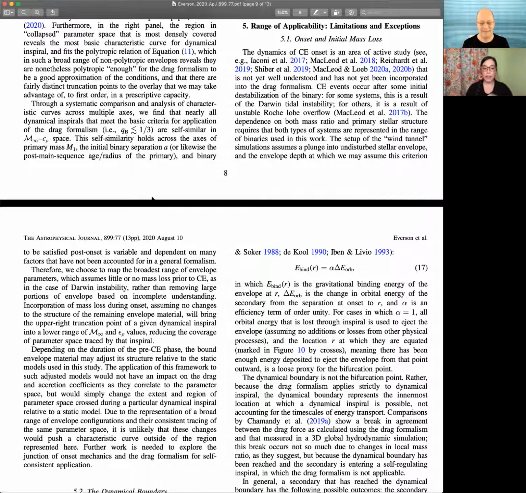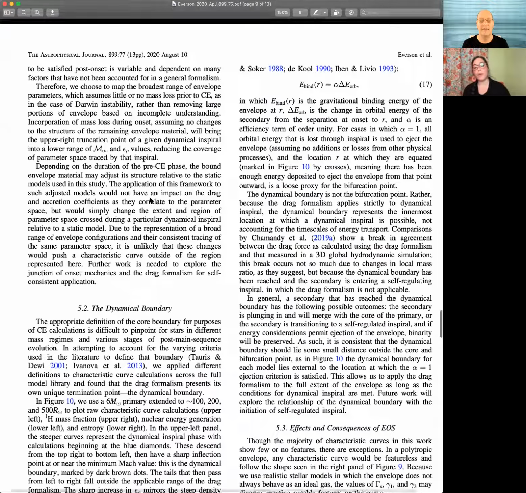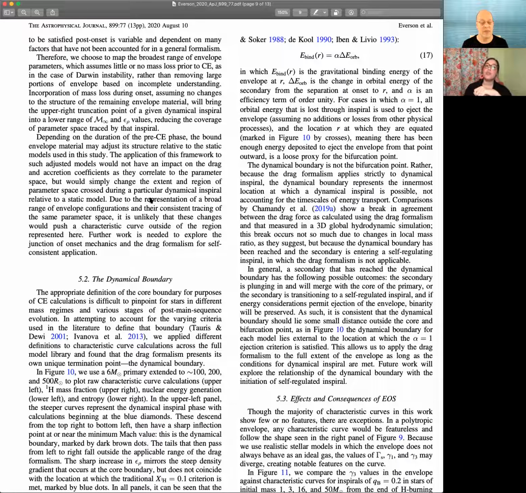So that seems fine. One of the other interesting things that came out of this was what we call the dynamical boundary. There have been a lot of conversations, because the transition from dynamical inspiral to self-regulated inspiral has been really difficult to model, because it can take a long time. It also seems to depend on things that not every global simulation takes into account. So what is going on there? When can we apply this and when can't we?